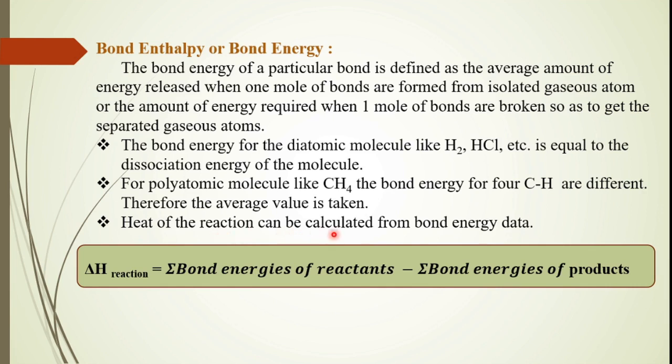Heat of the reaction can be calculated from the bond energy data. Till today's lecture, we know that heat of the reaction can be calculated by using the values of enthalpies of formation of each molecule. But from this lecture we know that heat of reaction can also be calculated by knowing the bond enthalpies of the respective bonds. And how is it? It is the summation of bond energy of reactants minus the summation of bond energy of products. Is it okay?